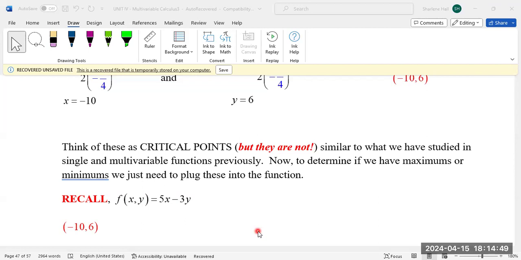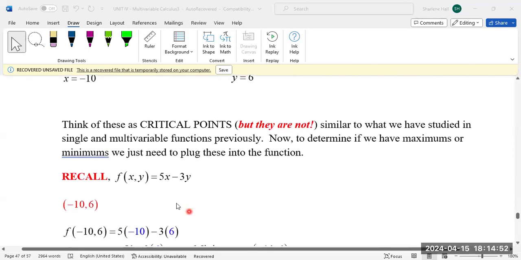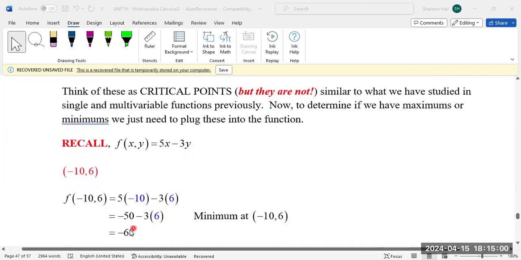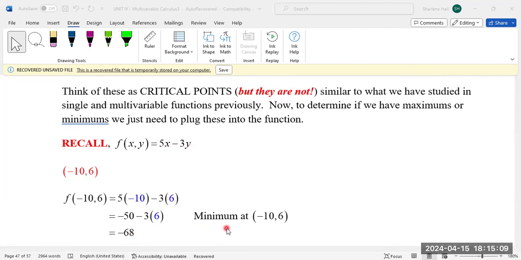Very nice. So I'm substituting 5 times negative 10 minus 3 times 6. I get a negative 68. It's minimum. But sir, normally when we're doing critical points and we get a negative value as a maximum, they are not critical. Oh yeah, okay. They are not critical points. Let me say that slowly. They are not critical points.